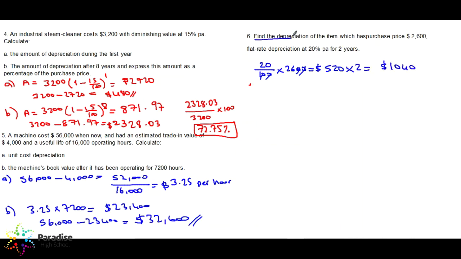They are asking find the depreciation. They are not asking book value. Find the depreciation of an item. So it's going to depreciate 1,040.